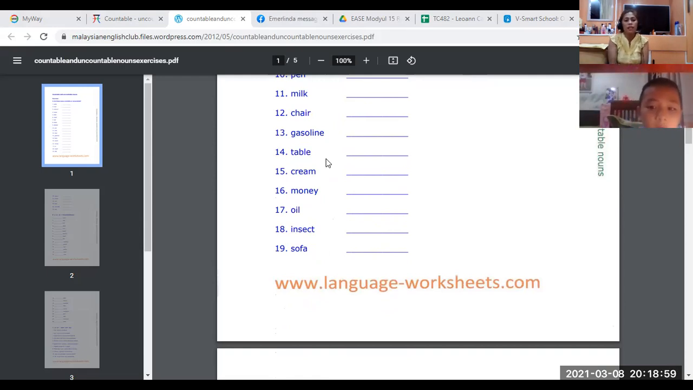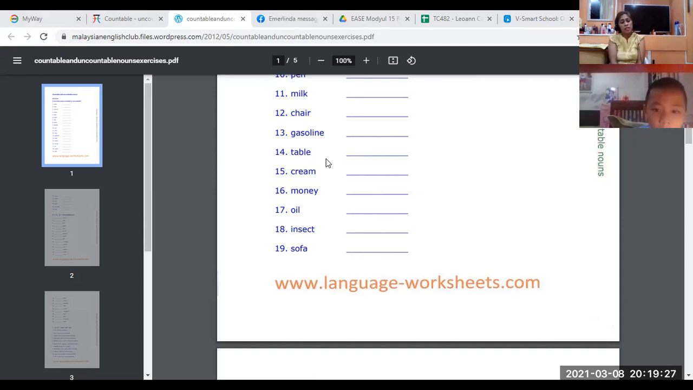How about the money? Money is uncountable. Oh, the money is countable. You can count the money. How about the oil? Can you count the oil, Kyo? No. Okay, it's uncountable.